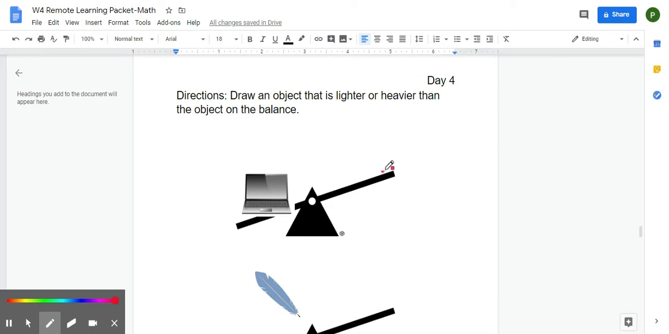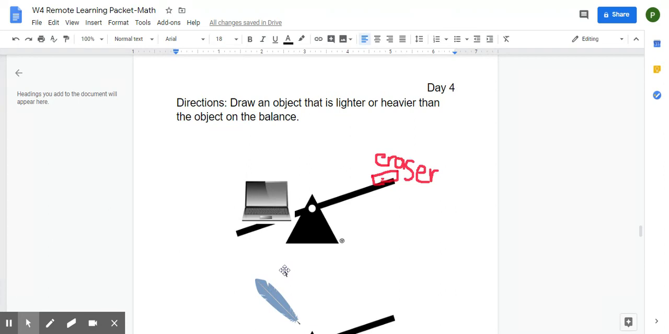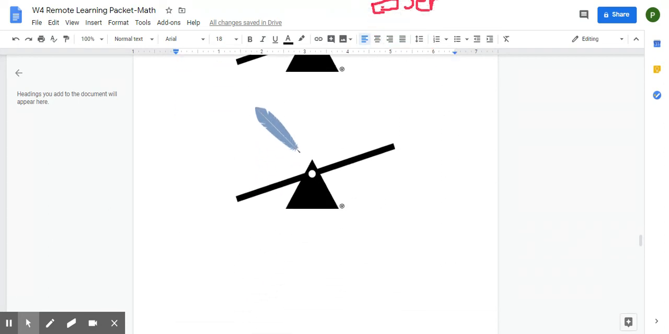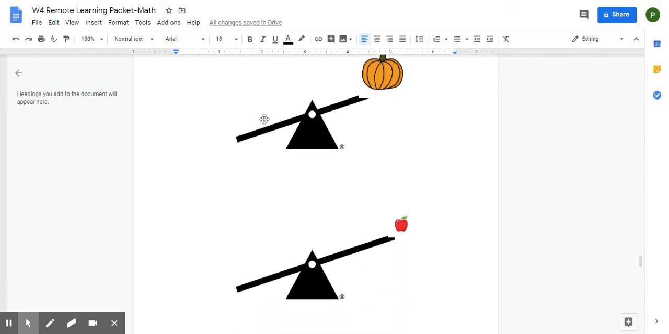So I'm just going to draw an eraser. An eraser is lighter than a computer. On the rest of this page, you're also going to be drawing items that are either lighter than or heavier than the object on the balance. Remember, on a balance scale, the heavier object is always going to go down. So make sure we pay attention to see which one is heavier and which one is lighter.